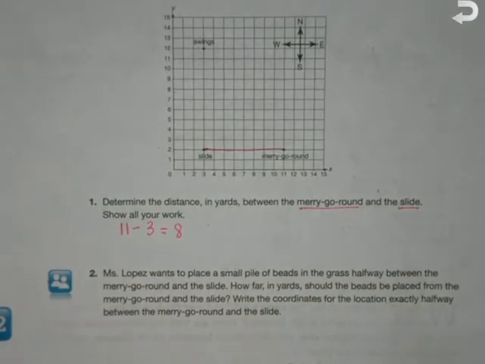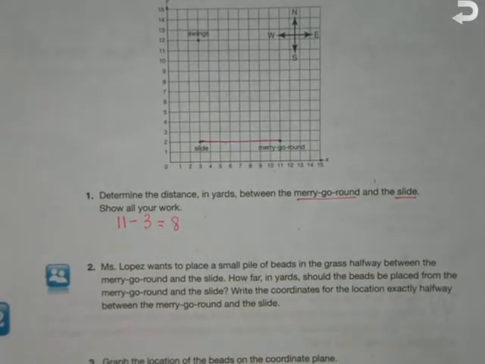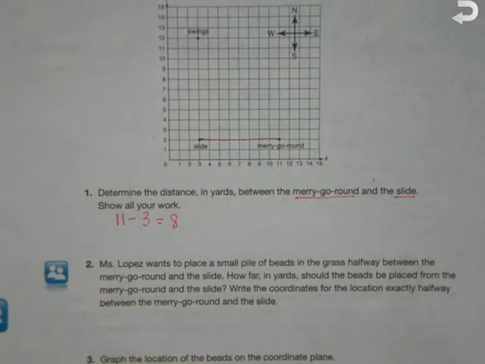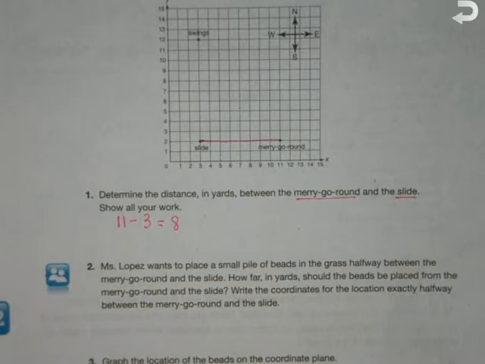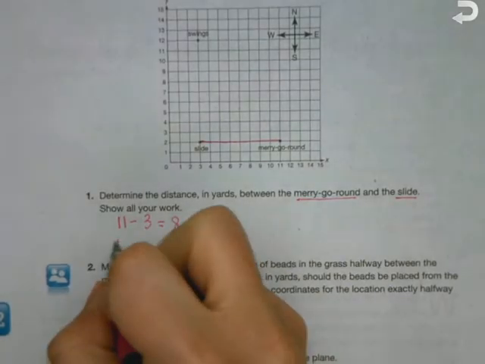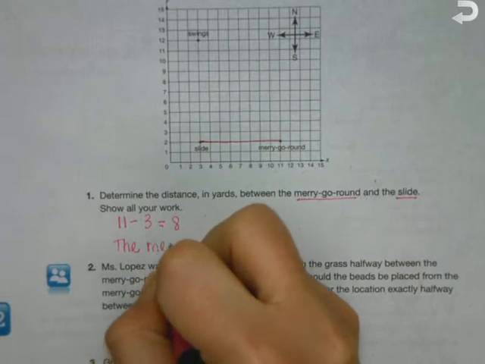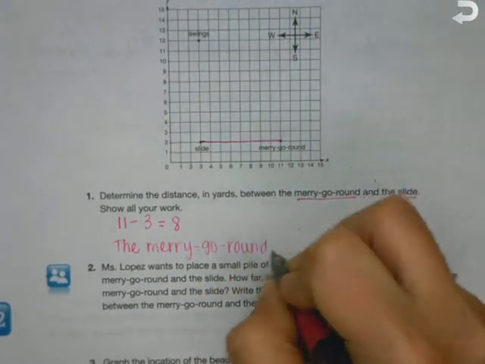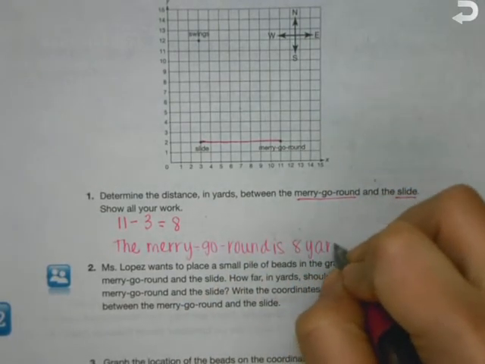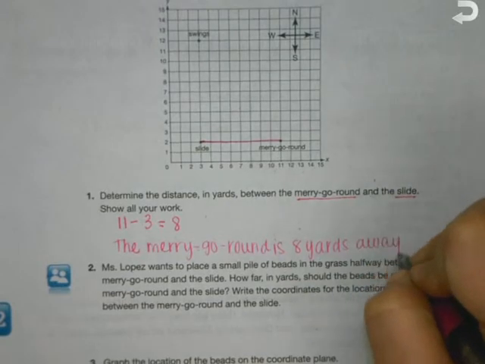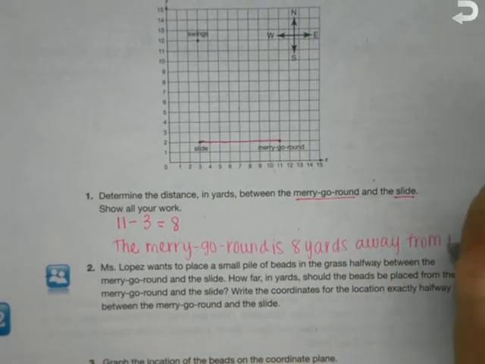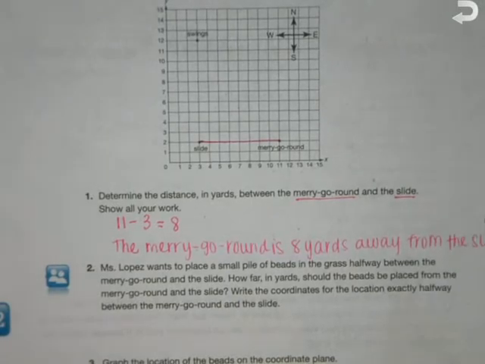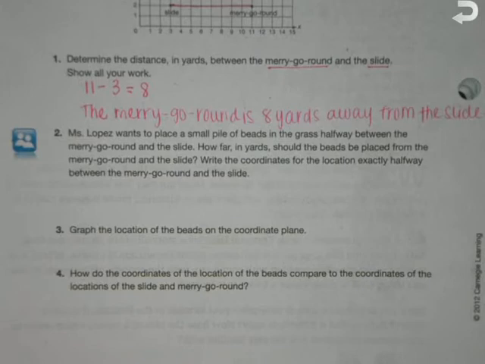Okay, so that's what I mean by show your work. So if you counted the squares, make sure you write out the subtraction as well so that you can show your work using math. So how would we write this in a sentence? The merry-go-round is 8 yards away from the slide. Perfect. The merry-go-round is 8 yards away from the slide. Okay, something like that. It does not have to be word for word what I have, but the merry-go-round is 8 yards away from the slide.